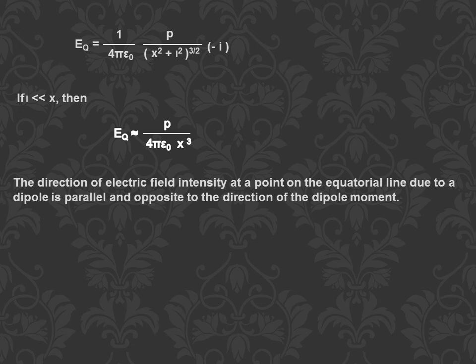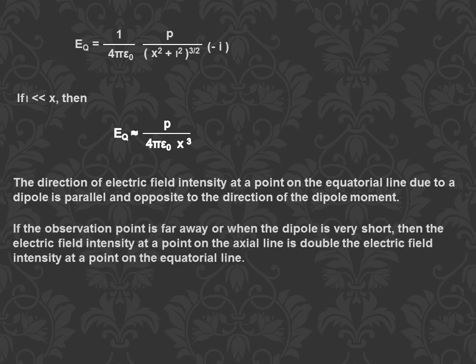Here you have to remember one thing: in both cases, along the axial line or along the equatorial line, the resultant electric field intensity is inversely proportional to x to the power cube, that is x to the power 3. If the observation point is far away and the dipole is very short, then the electric field intensity at a point on the axial line is double the electric field intensity at a point on the equatorial line.